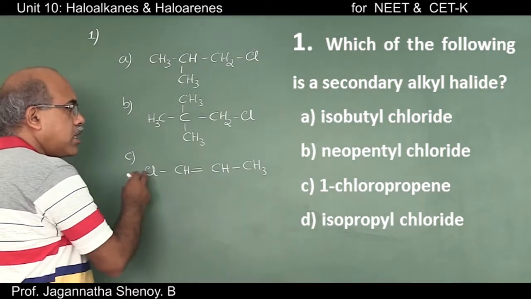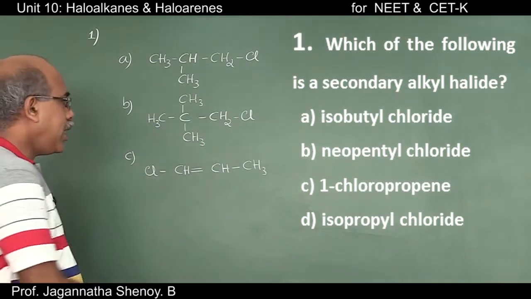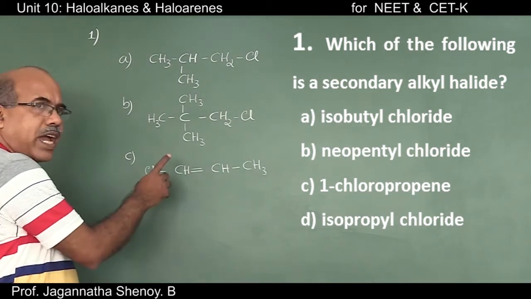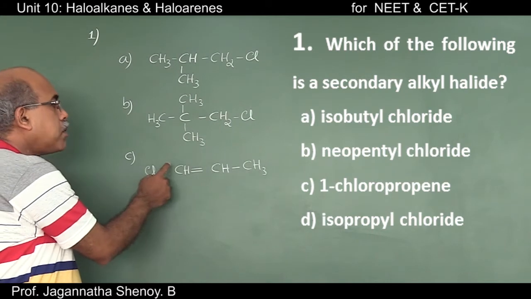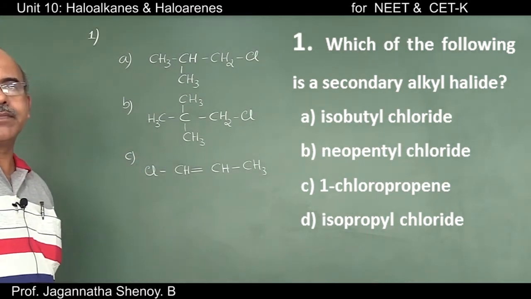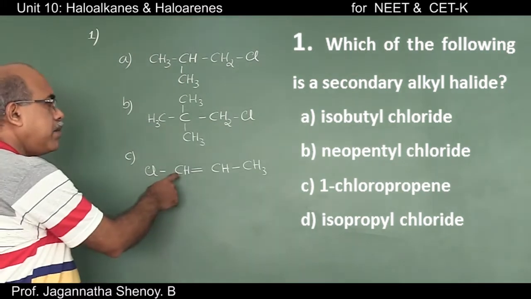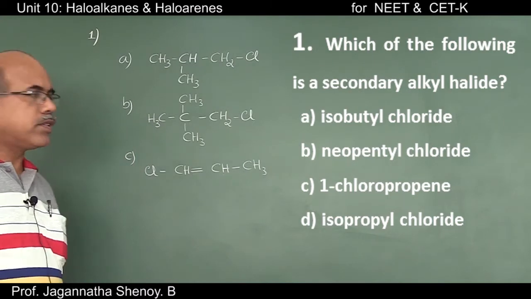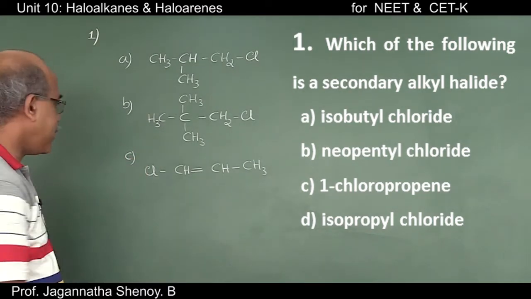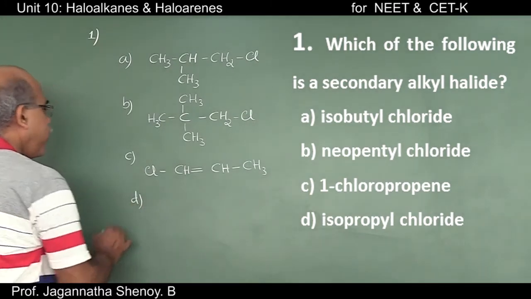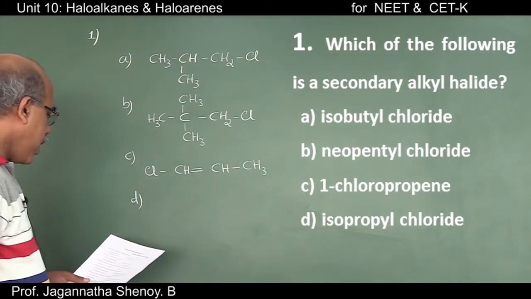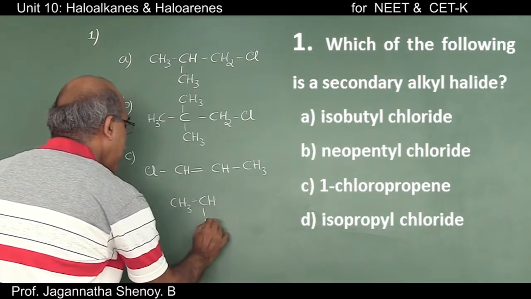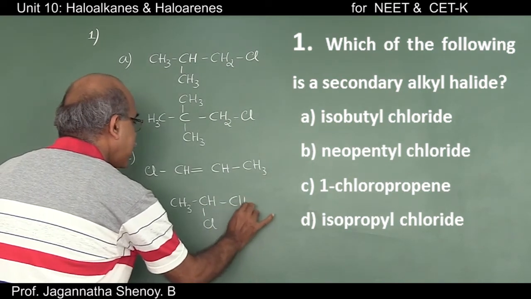Now, if you observe this particular alkyl halide, it comes under vinyl halide. So what is vinyl halide? The halogen atom must be present on vinylic carbon. What is vinylic carbon? A carbon which is in the form of C double bond C is called vinylic carbon. So this is vinyl halide. Then I will move over to the fourth option given. Fourth one is isopropyl chloride. So it is CH3, CH, Cl and CH3.